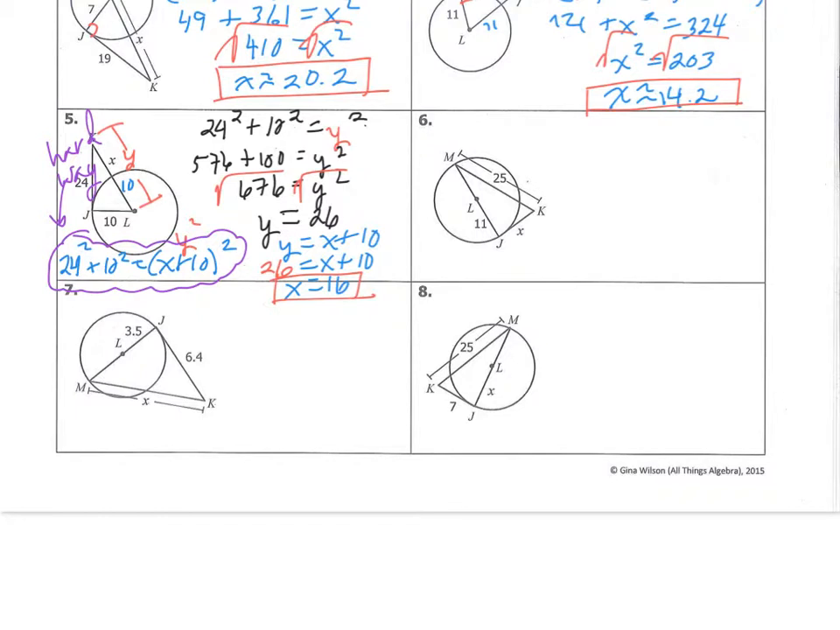Okay, so look at number 6. What's wrong with 6? What are we missing? Half of what? Yeah, so we're missing ML. What's ML? 11. So I'd mark in there that that's 11. Where is our right angle? At J, right? So we need to put a right angle marker there.